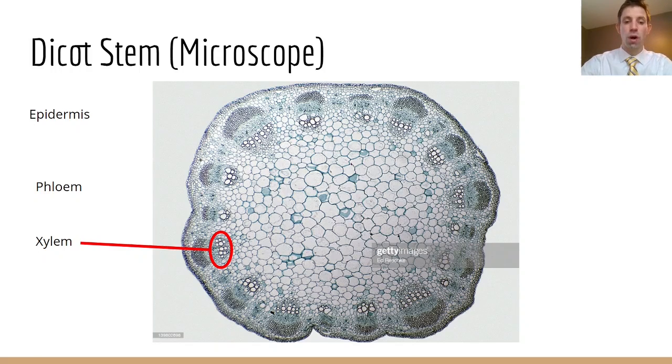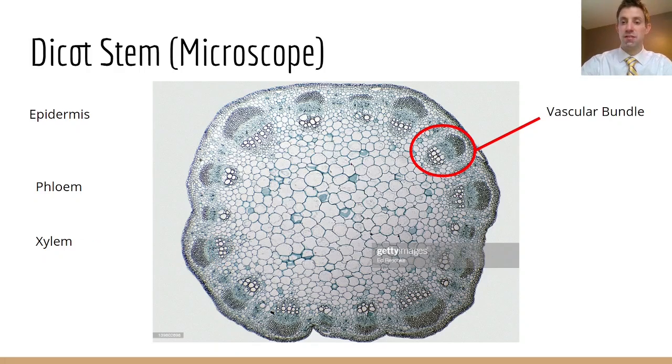Remember that xylem is a one-way flow from the roots up through the stems and then into the leaves, but phloem can move in either direction. Phloem can move up from the roots or down from the leaves, just depending on what the plant needs. Here's a whole vascular bundle in this image.